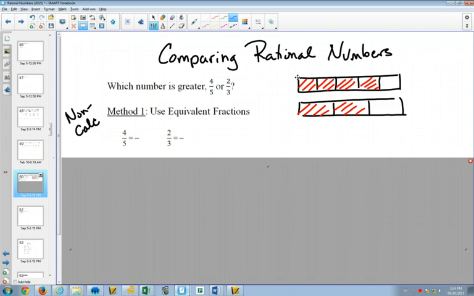Now, if we wanted to figure this out without our calculator, a way of comparing them is if we had the same size of pieces. So we do that with a common denominator. What would a common denominator be between 5 and 3?